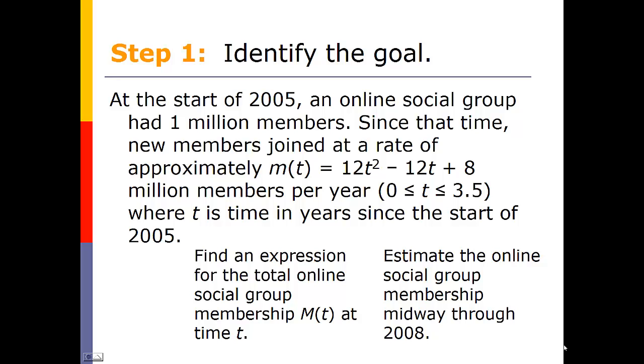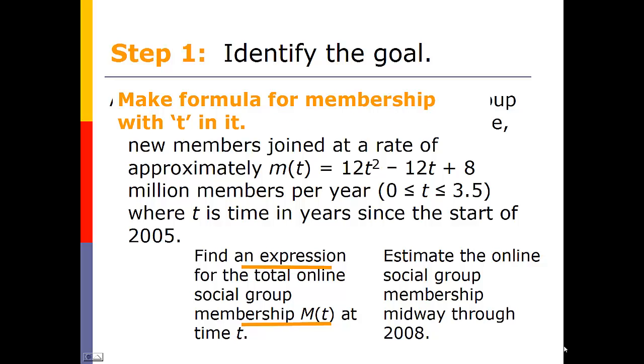In this case, we actually have two, because the question's at the end. We have two questions, two actions. The first one is to find an expression for the membership. Usually that means make a formula with membership with T in it. So we're going to make a formula. T is going to be in the formula, and it's going to be a way we calculate our membership.